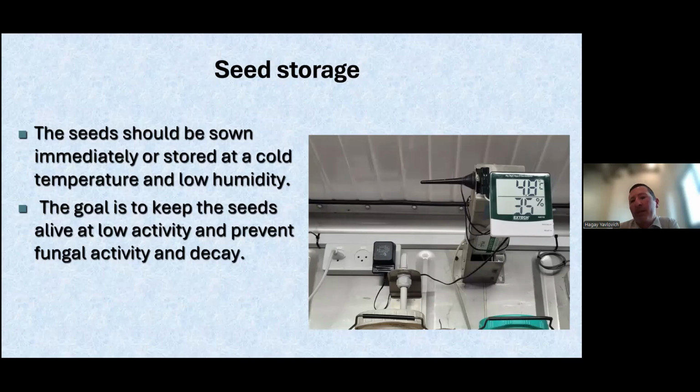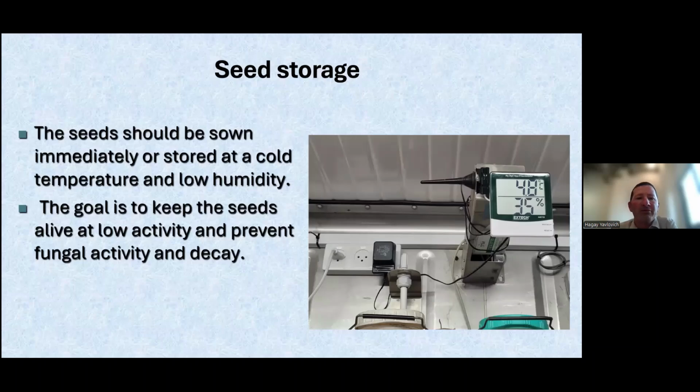Or I will take the seeds and sow them immediately, or store them in cold temperature and low humidity. Why cold temperature and low humidity? Cold temperature is to keep the seeds alive. Okay, I want them to be alive and I want them to be in low activity. So this is why I want cold temperature, and cold temperature is something like 4 degrees.